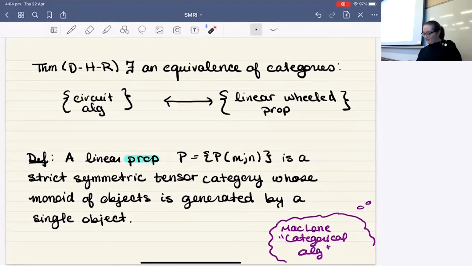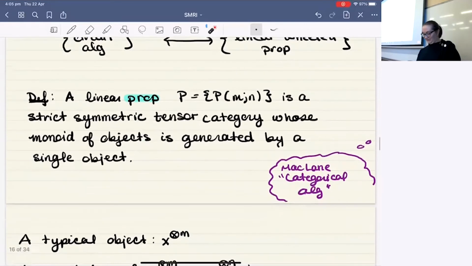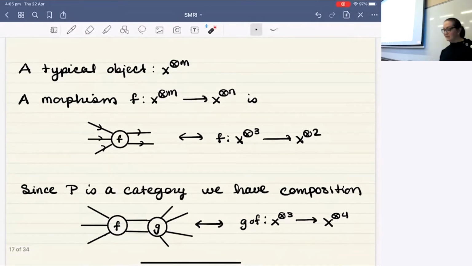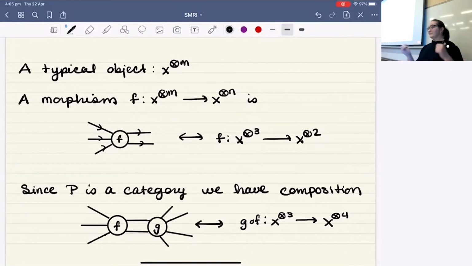And I say the monoid of objects is generated by a single object. You don't have to know what that means, I'll show you. This is a category where a typical object is, so X is going to be something special, my generator. And so a typical object is some X tensor to the N. And a morphism is going to be a map between X tensor M and X tensor N.